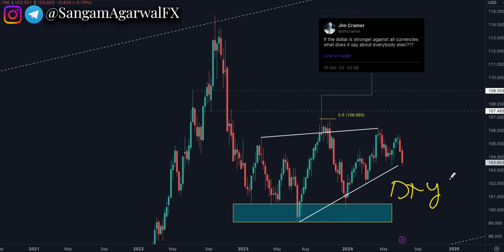Dollar index weekly chart, we have this triangle chart pattern. First price tested the upper trend line, now again testing the lower trend line. So you can see the lower trend line has been tested a total of 5 times. It is a strong dynamic support level.